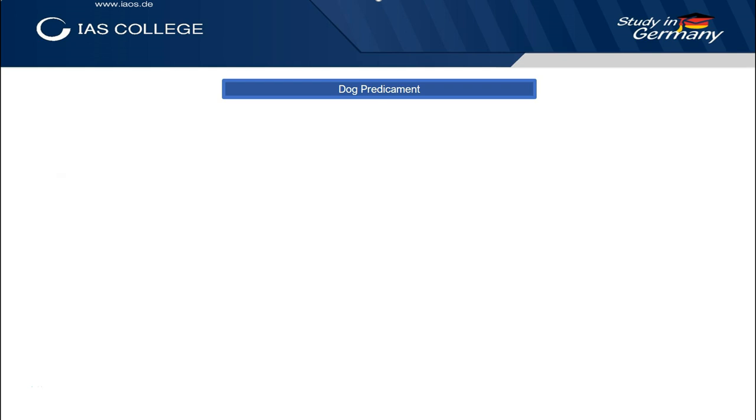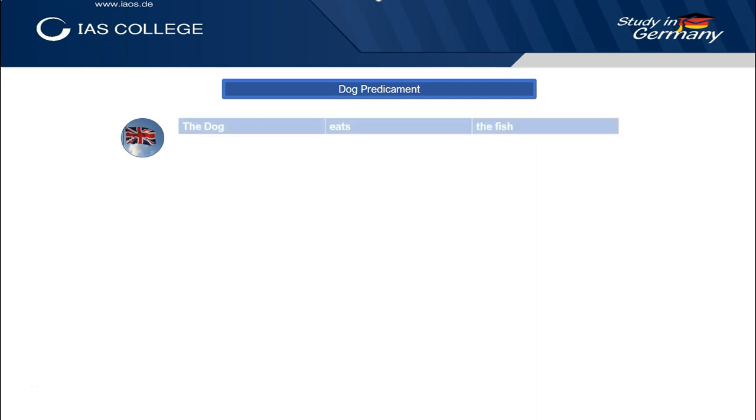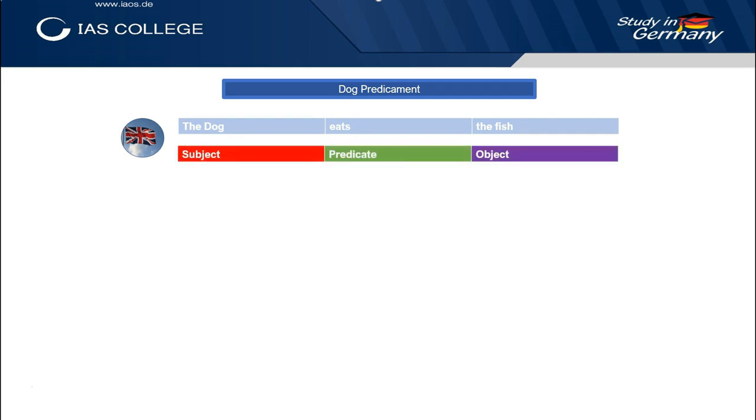To exemplify the stark difference between German and English, we are going to use one simple English sentence. The dog eats the fish, which, of course, is easy to identify as subject, predicate, object. This is what we learned at school. SPO is key to English.